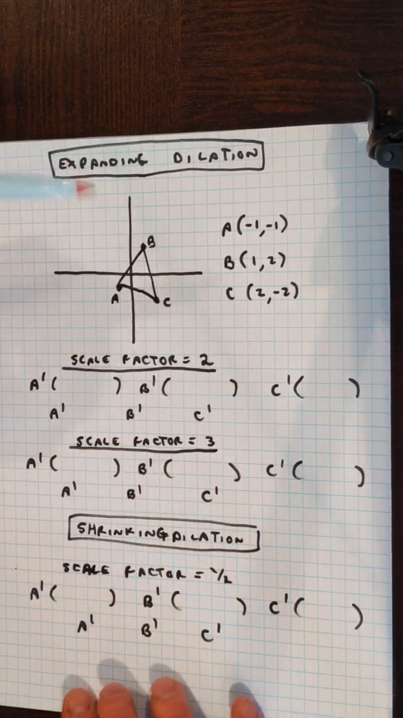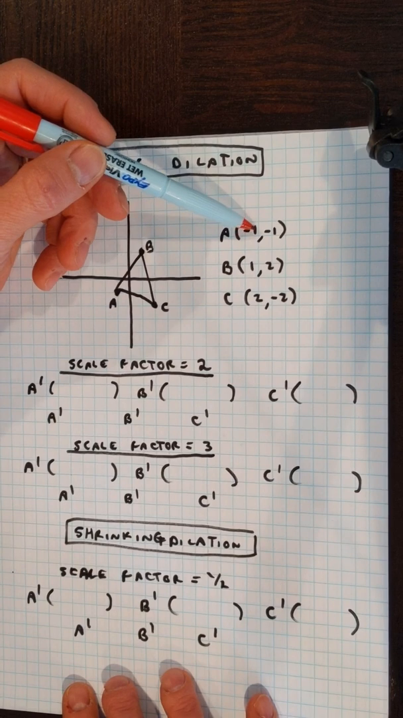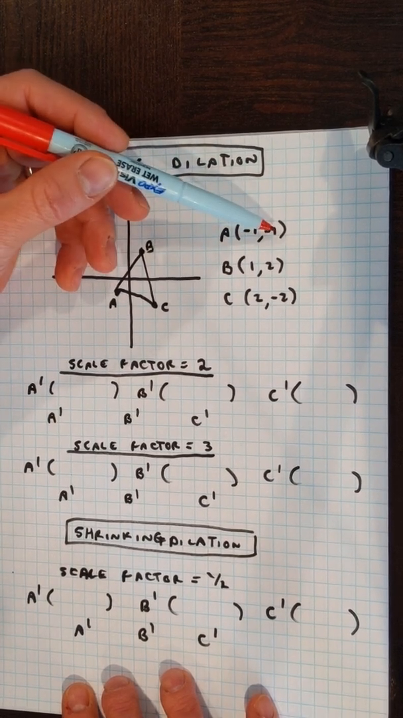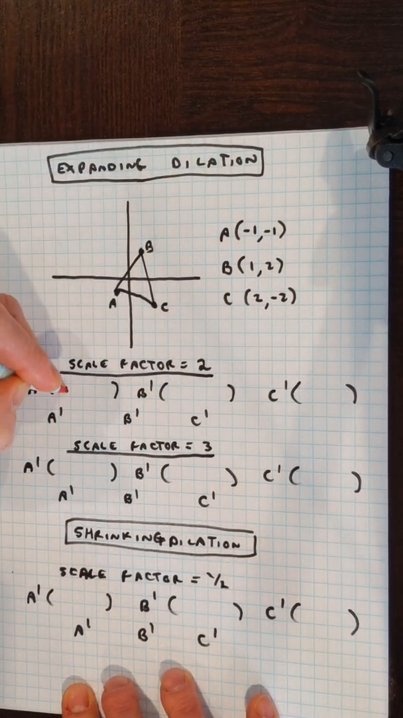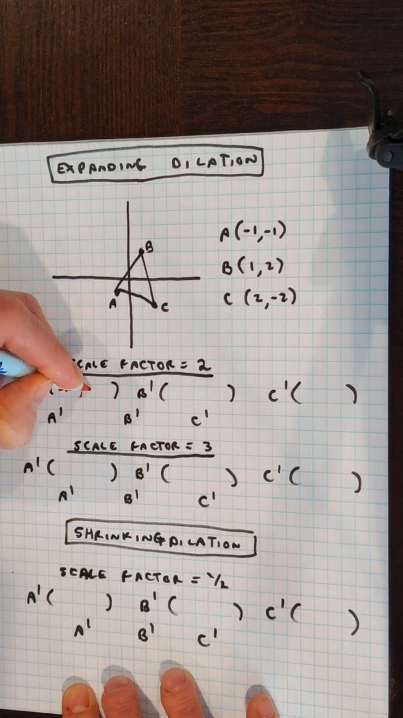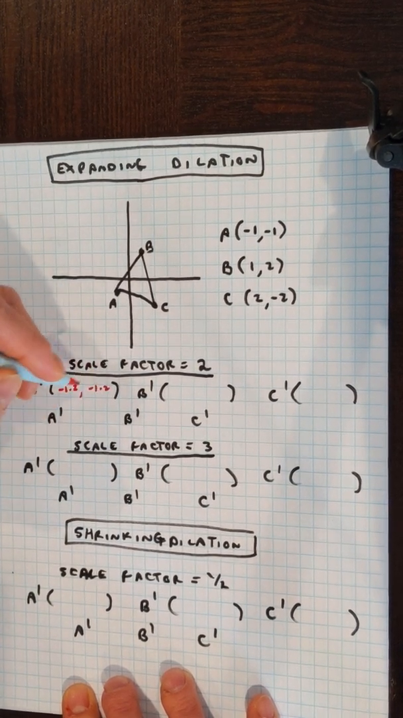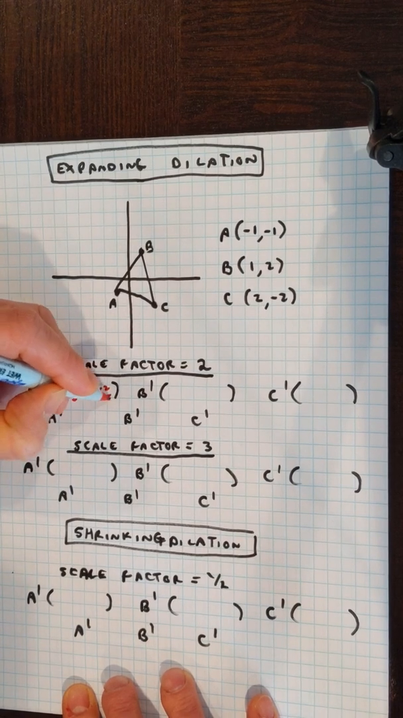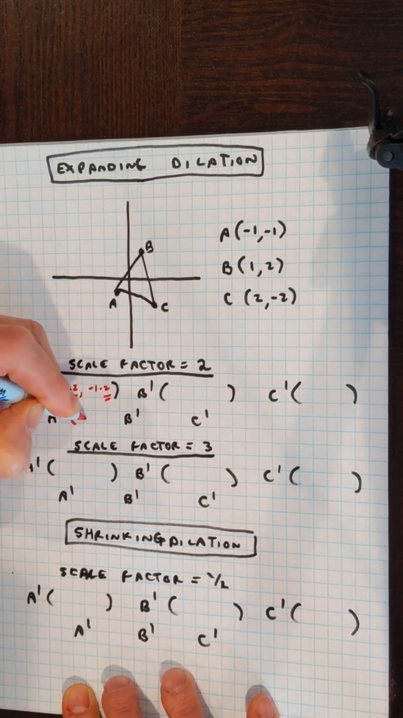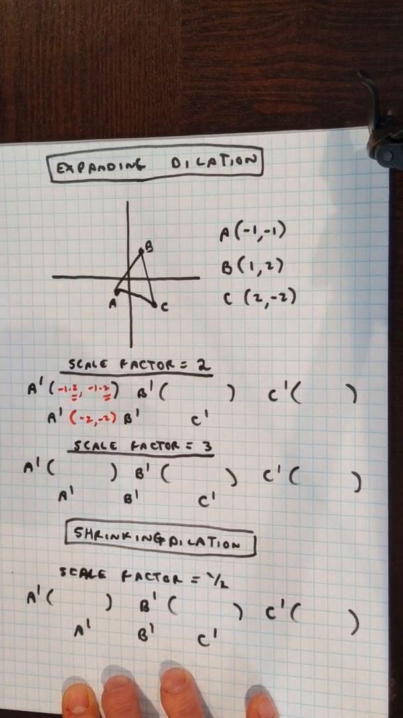So the first thing I'm going to do is take this point, and I'm going to multiply both these numbers by 2. So -1 times 2, and then for the y, I'm going to do the same thing, times 2. So basically, I'm going to multiply by 2 both times. My new point is -2, -2.